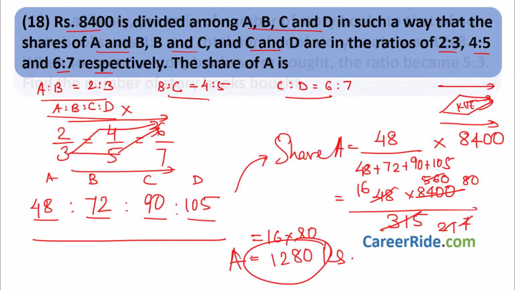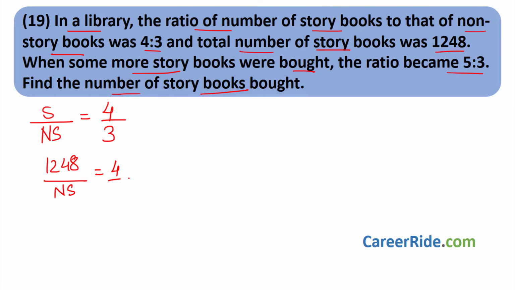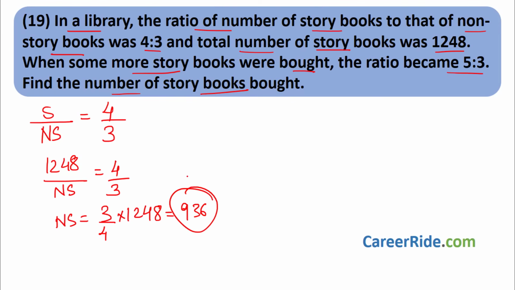Moving to question number 19. In a library, the ratio of number of storybooks to that of non-story books was 4:3 and total number of storybooks was 1248. When some more storybooks were bought, the ratio became 5:3. Find the number of storybooks bought. Now very easy, what have they given? Ratio of number of storybooks to non-story books was 4:3, that is 4/3, and total number of storybooks was 1248. So we will have 1248 upon non-story books equal to 4/3. So the number of non-story books would be 3/4 into 1248. Okay, that would give us 936. This is the number of non-story books.